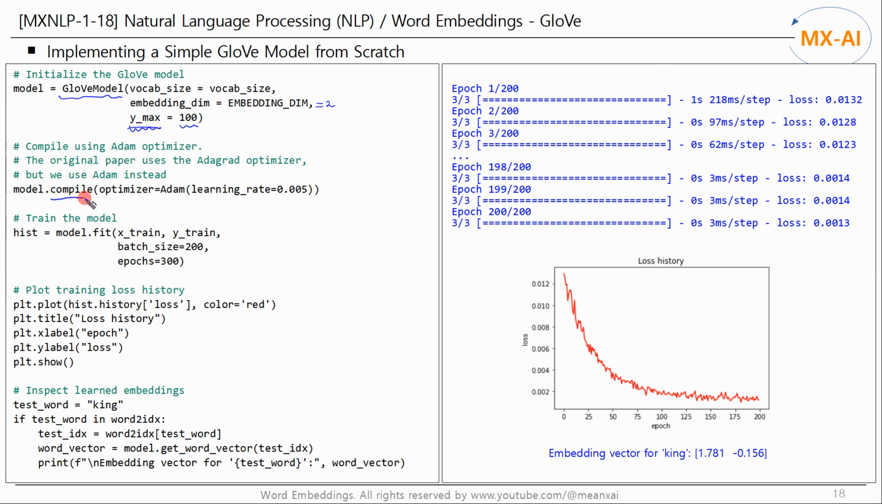Next, we compile the model using the Atom optimizer. The original GloVe paper used Adagrad, but in this implementation, we use Atom because the loss decreased faster and more steadily for our small demonstration model.